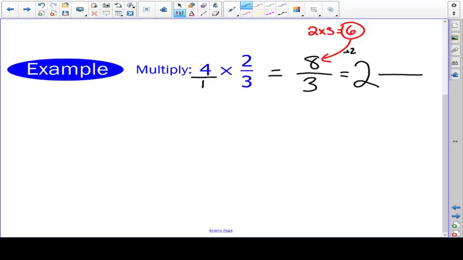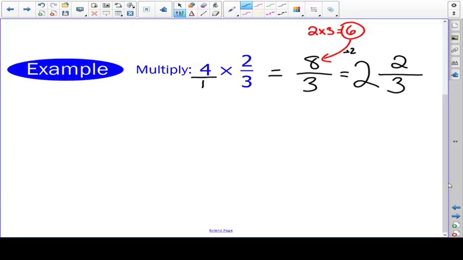So I'm going to take that 2 and put it on top here. And now I've got 2 and 2/3. So when I divide 8 by 3, I get 2 wholes plus 2/3. Okay? All right. That's all there is to it.